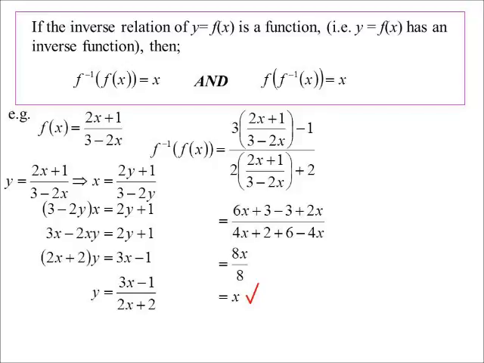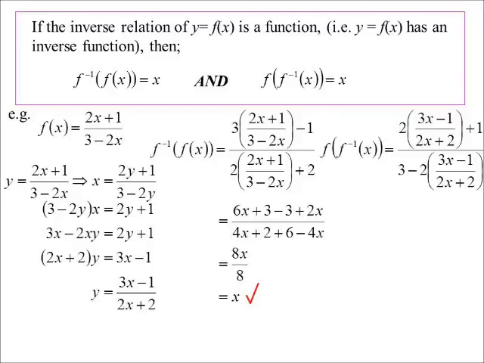But the reverse should be true as well. So let's do that one as well. So this time, in the original function, everywhere I see an x, I've substituted in the inverse, 3x minus 1 on 2x plus 2. And again, playing with the algebra, multiply everything by 2x plus 2. Again, we come down to x.